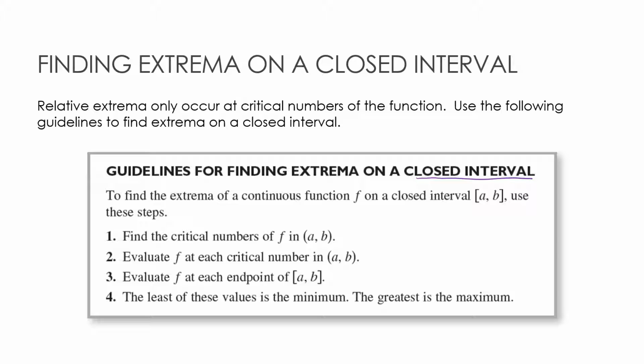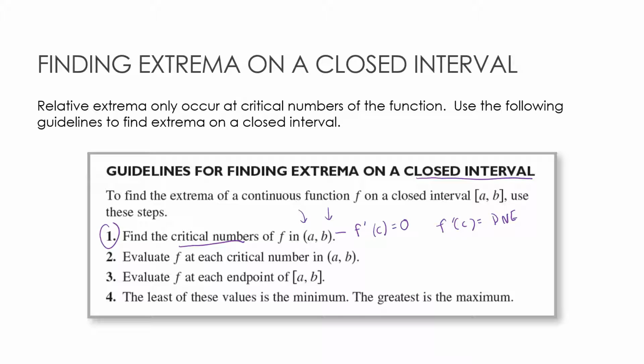To find the extrema, we're going to start by finding the critical numbers, which means, of course, that I'm finding f prime, and I'm finding where f prime of c is equal to 0, and I'm finding where f prime of c does not exist. Those are our critical numbers. Then we're going to evaluate f, the original function, at each of the critical numbers over the open interval. Yes, we're talking about open interval here.